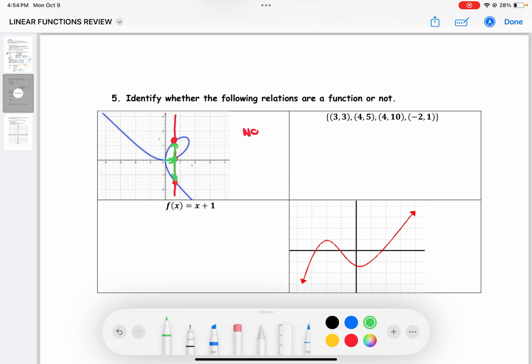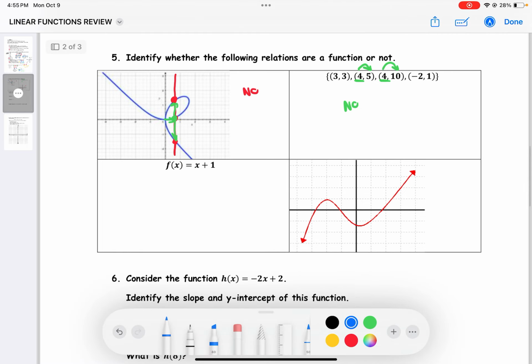Over here, if I have a collection of ordered pairs, right, a relation, then I can look at every ordered pair and ensure that one input corresponds to exactly one output, right? In this case, I should not have things like this, where the input 4 corresponds to an output of 5, but it also corresponds to an output of 10, right? If I input 4, I don't know if I'm going to get 5 or 10 from it. So for that reason, this is also not a function.